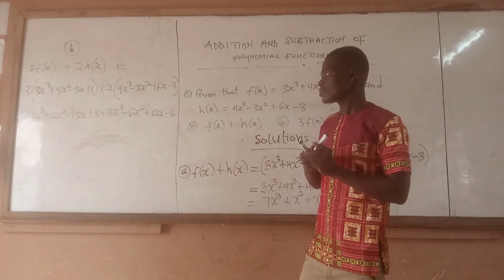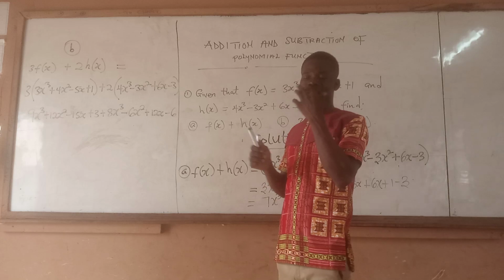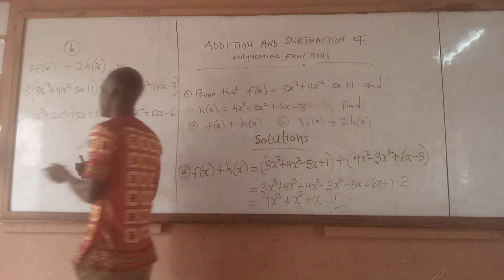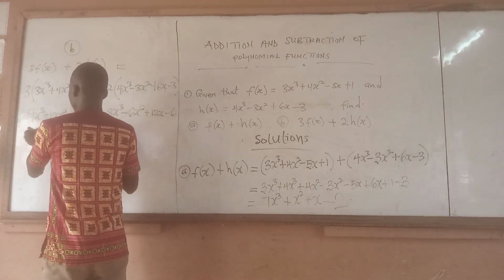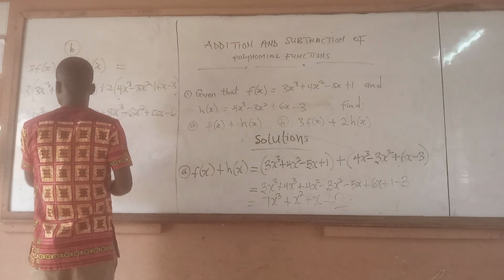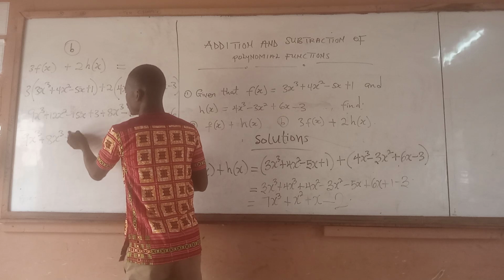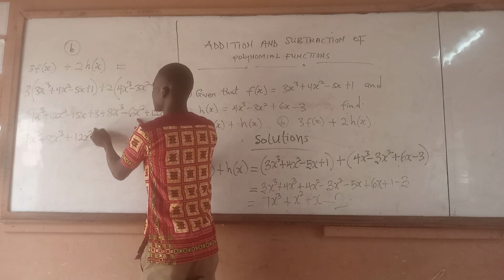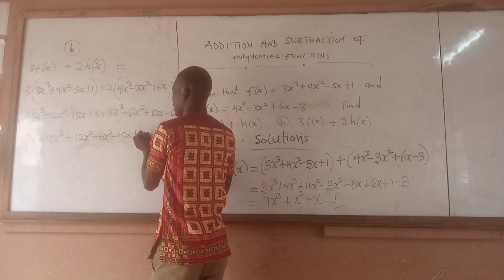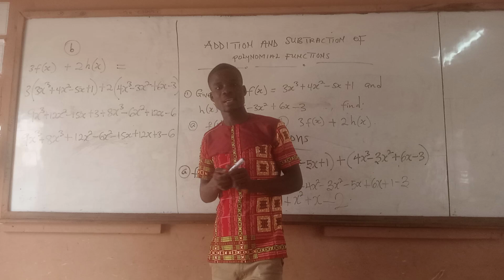So now, it's a matter of taking your time, grouping like terms, simplifying, and getting your final results. So let's group the like terms. When you group the like terms, you're going to get 9s cubed plus 8s cubed, plus 12s squared minus 6s squared, minus 15s plus 12s, plus 3 minus 6. So now this is how to do the like terms.